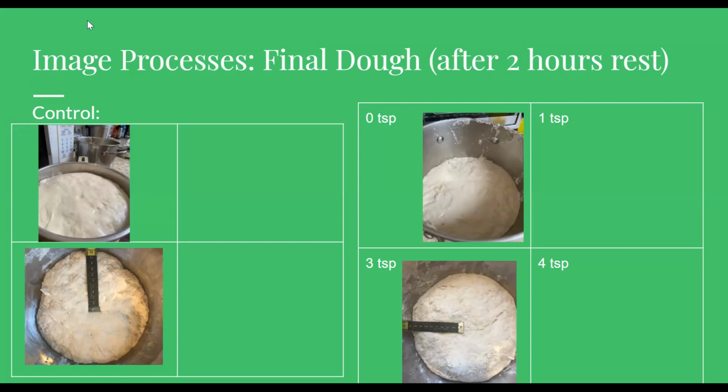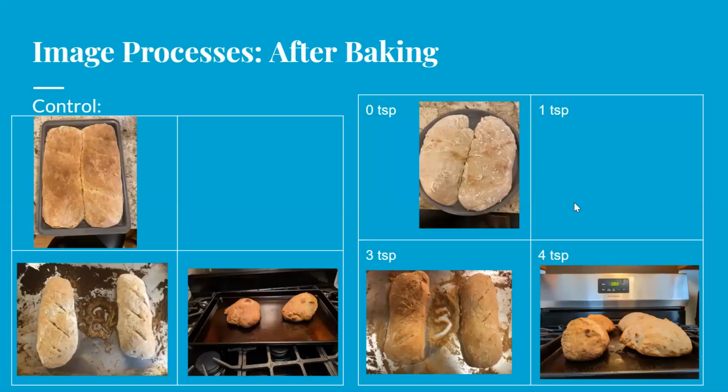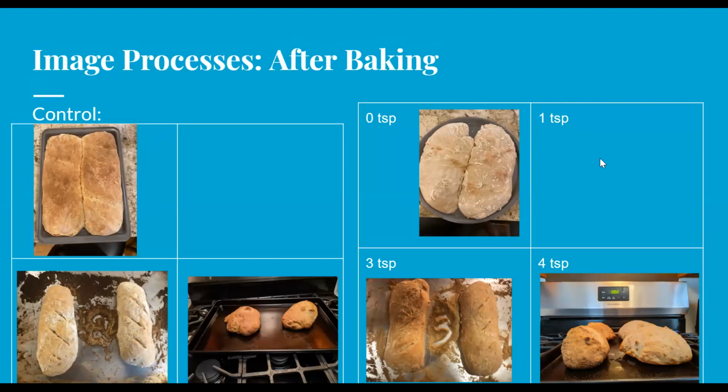So the image processes of the final dough after 2 hours is what it looked like. As you can see, the control and then the different variables, the 3 teaspoons and the 0 teaspoons. This is the image processes of the bread after being baked. We don't have images for every part, but we have most of the pictures.